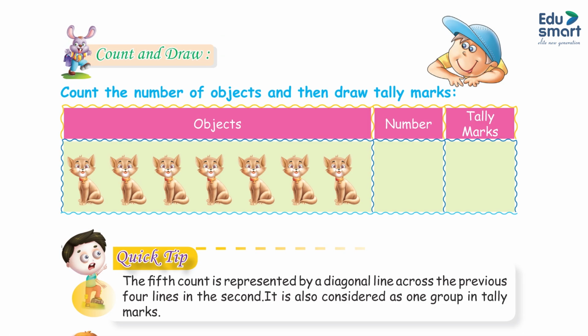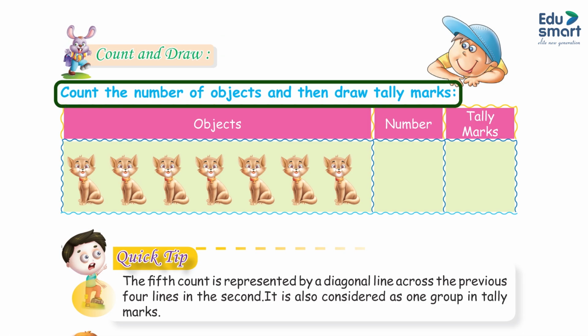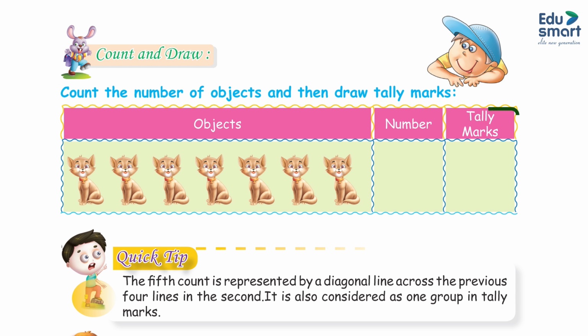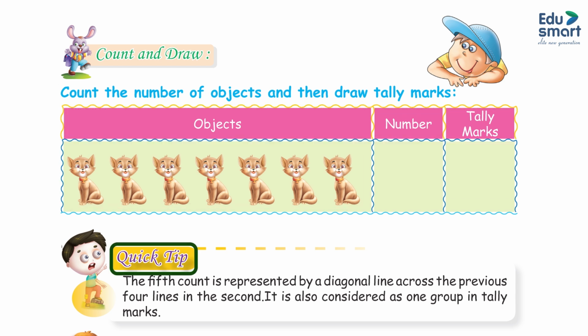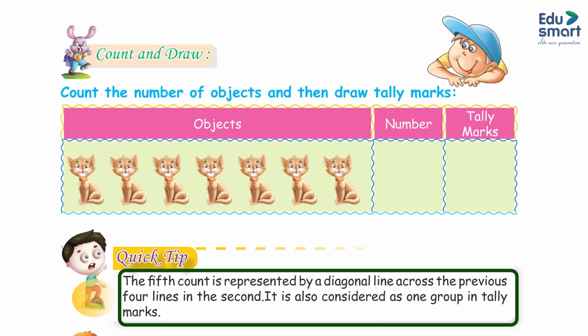Count and draw. Count the number of objects and then draw tally marks. Objects, number, tally marks: 7. Quick tip: the fifth count is represented by a diagonal line across the previous 4 lines. It is also considered as one group in tally marks.